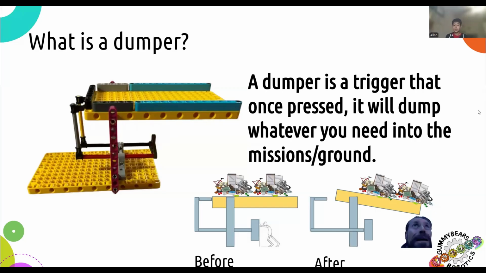What is a dumper? A dumper is a trigger that, once pressed, will dump whatever you need into the mission or ground. Here in the diagram, you can see that there's a button connected to some axles, which is connected to the dumper. When the button is pressed, all of the axles slide to the left because they're connected, and the dumper can dump itself. This is ideal for delivering things from above or dumping things into a container.